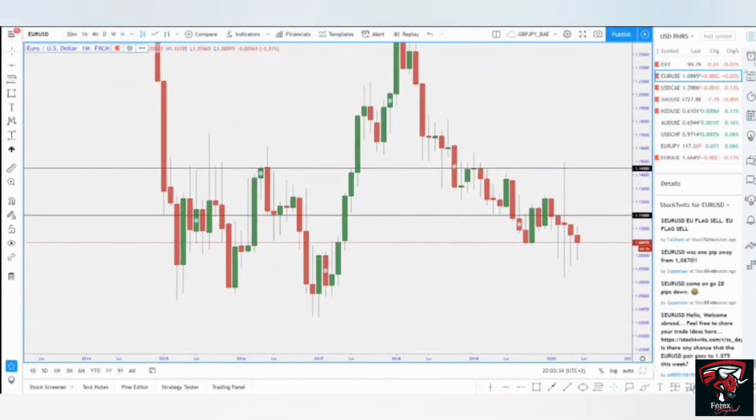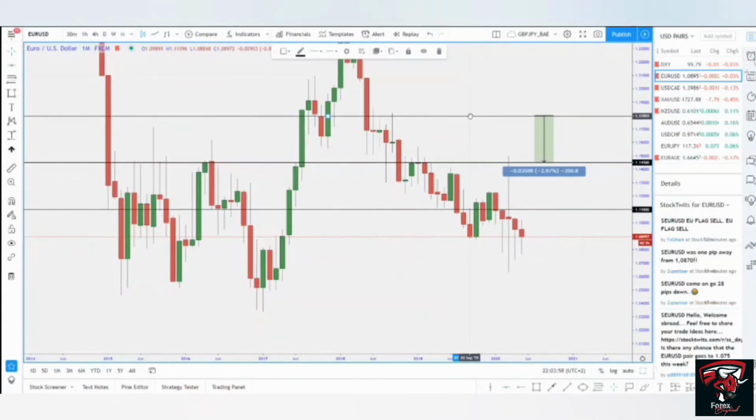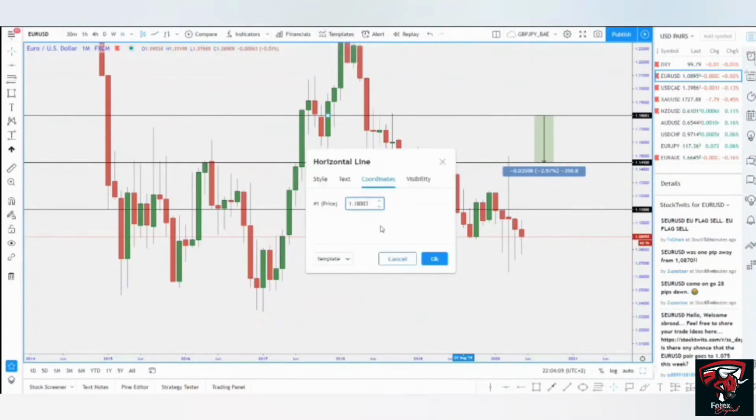From there, you mark out the distance, making sure that it's less than 1,000 pips. So from there to there, this is 350 pips. So this is fine. This is fine for me. I can work with 350. From there, I can copy and paste that distance, draw a line there, and round off that line. So that's 1.18. All right.